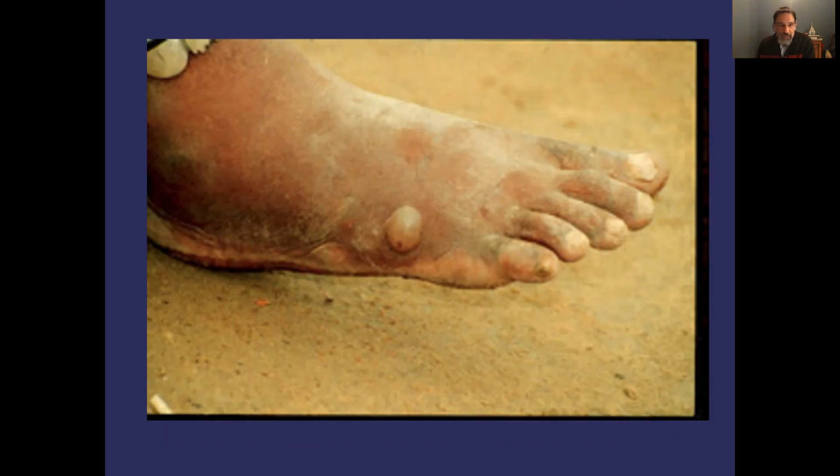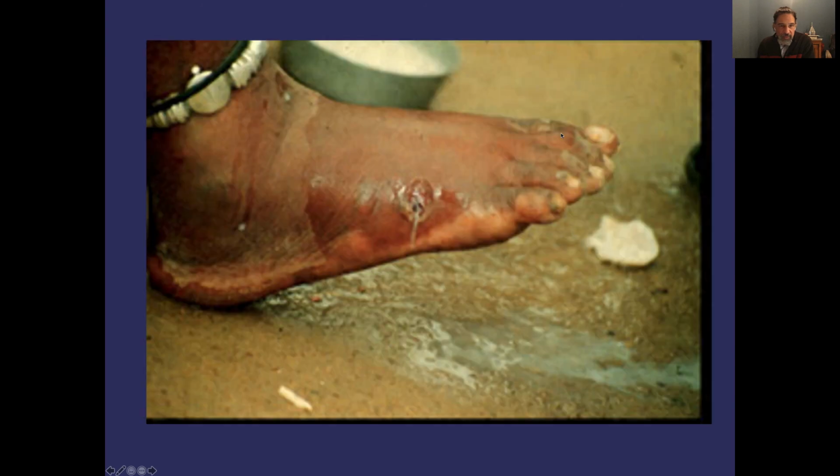So this is a picture of one of the skin ulcers. It sort of looks like a bubble in a case of Guinea worm. And when this bubble bursts, you can begin to see the worm sort of emerging from the ulcer.